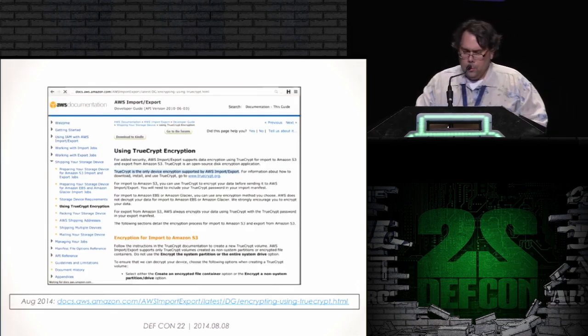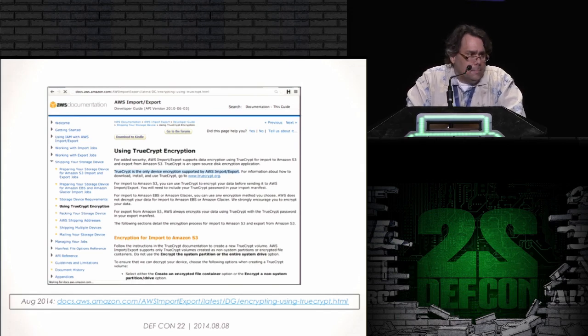This is a snapshot from this morning. If you want to get bulk data in and out of Amazon Web Services, this is what they officially support. So this stuff is out there.